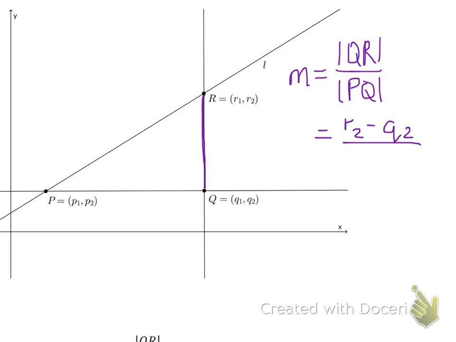And then the distance PQ, which I need to find now, is right here. That's going to be the difference in the x coordinates. So x goes from P1 to Q1, so that difference is going to be Q1 minus P1.